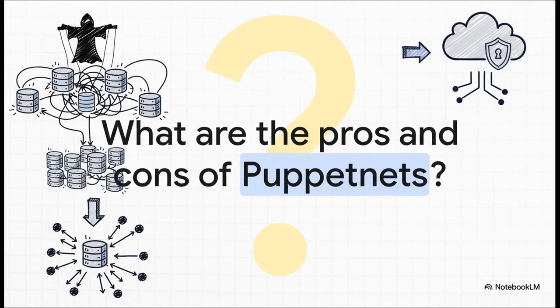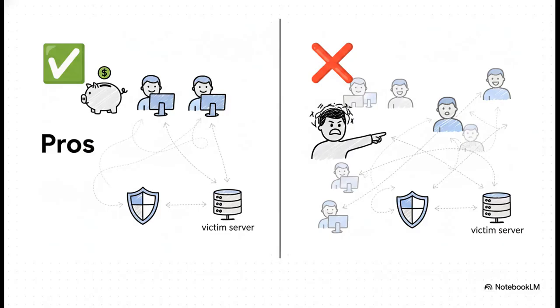Okay, question 7 is about a really subtle and clever attack method that doesn't even need to infect computers with malware. We're talking about puppet nets. What are the pros and cons? Puppet nets are pretty wild. An attacker slips some malicious code into a popular website. When you visit that site, your web browser, totally without you knowing, starts sending requests to the attacker's target.